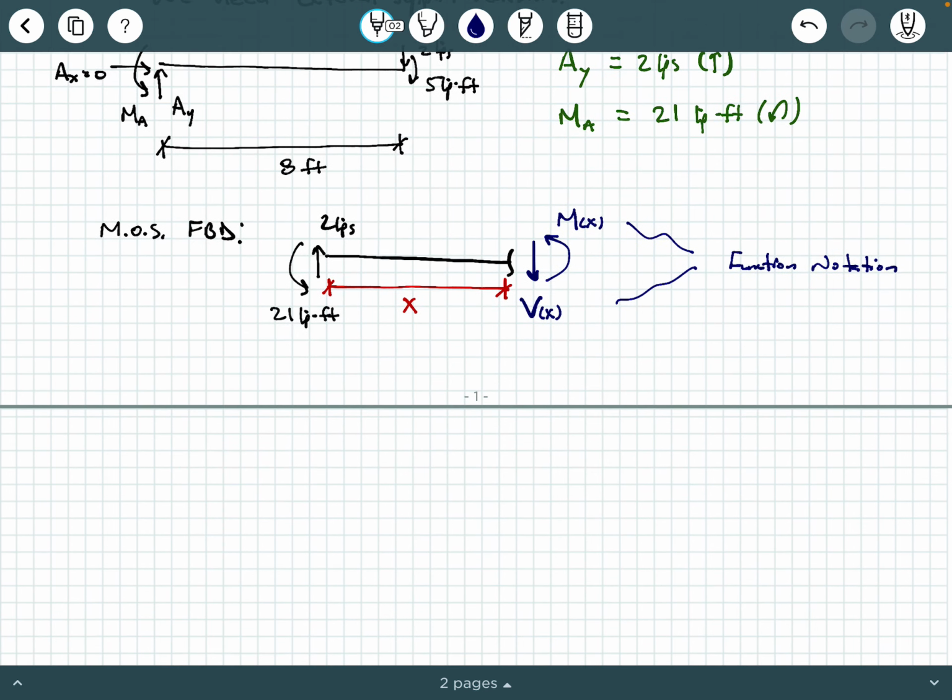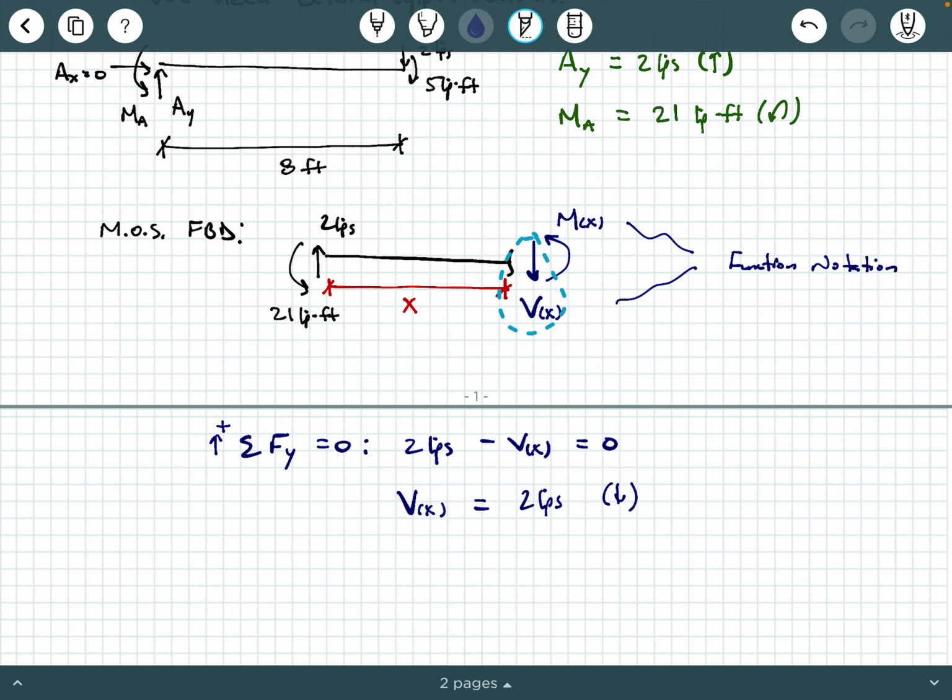Well, now we're going to apply our equilibrium equations to this method of sections free body diagram. Sum of the forces in the y direction equals 0, and we can clearly see that we have 2 kips minus V as a function of x equals 0, so V as a function of x equals 2 kips. You can put a little sign there that indicates that it's going down. We assumed V as a function of x is pointing down, we did the calculations, it came out positive, thus it is pointing down.